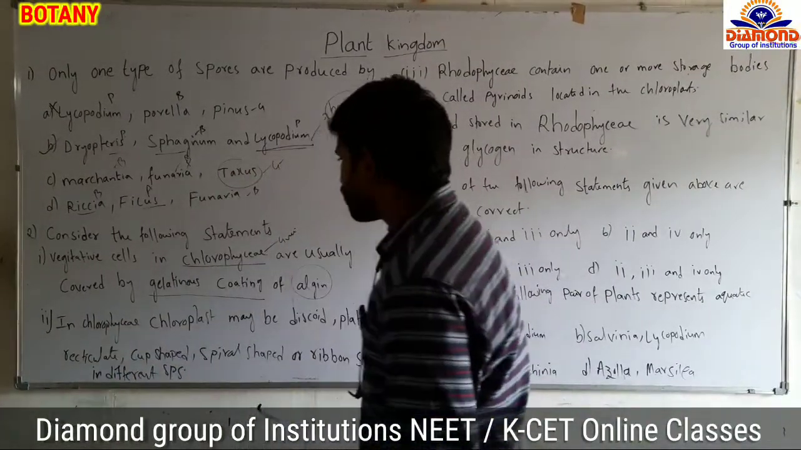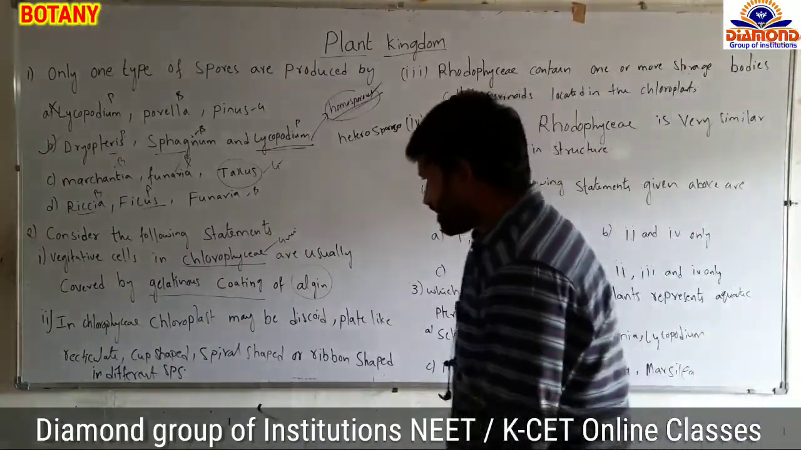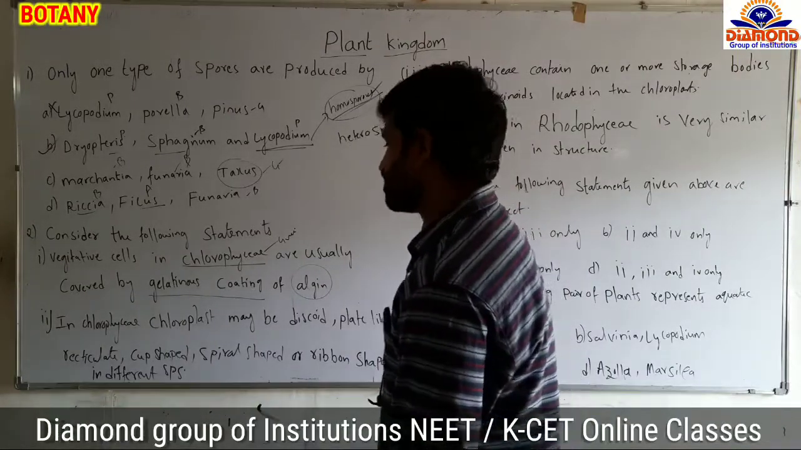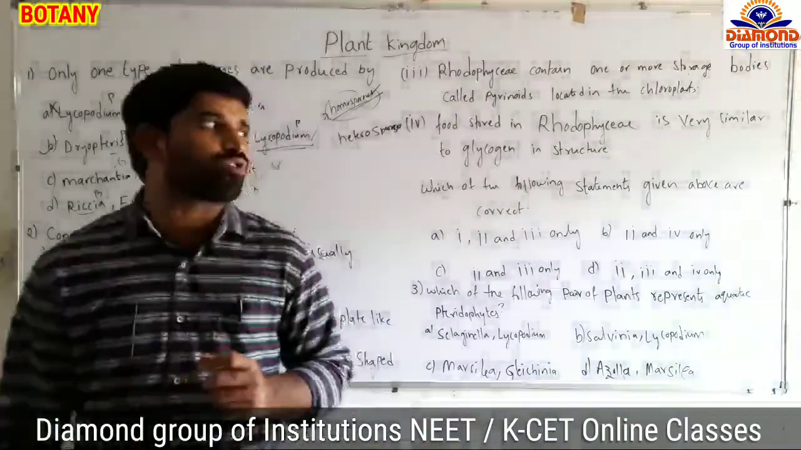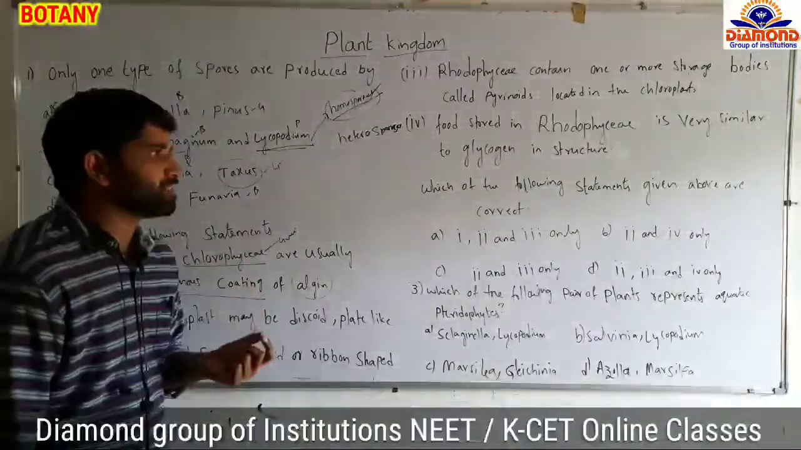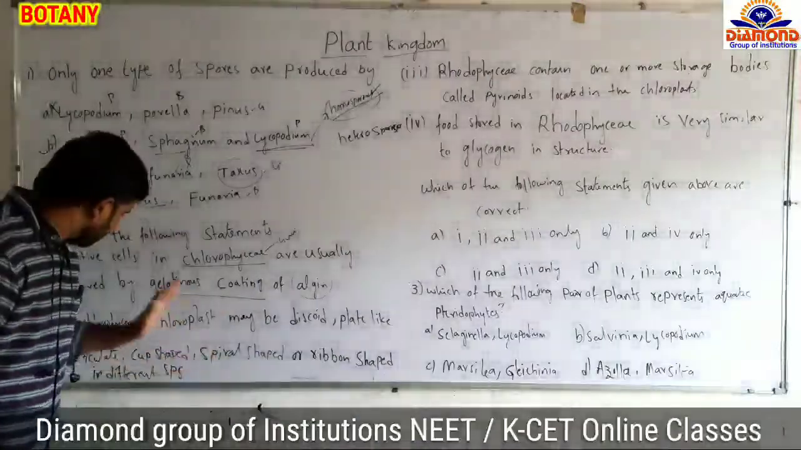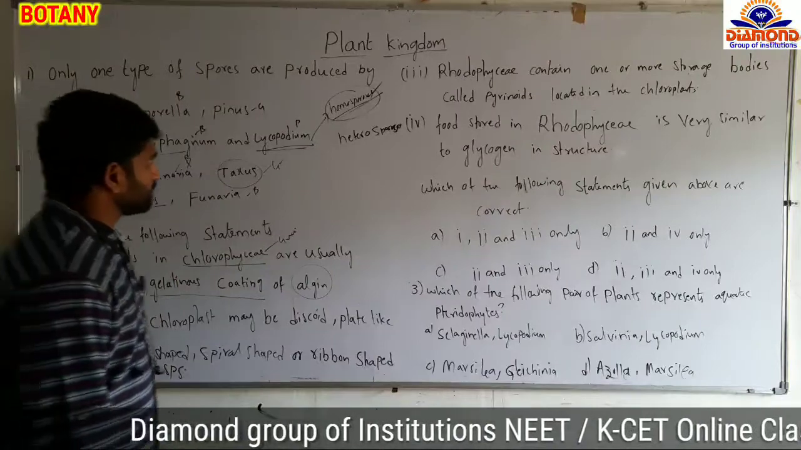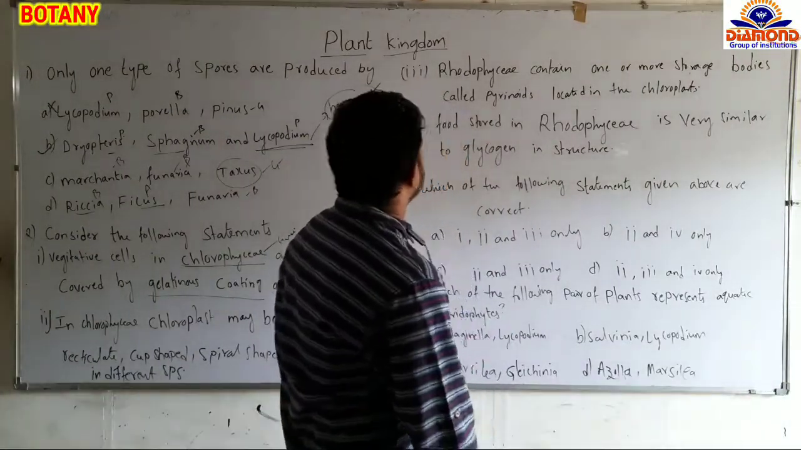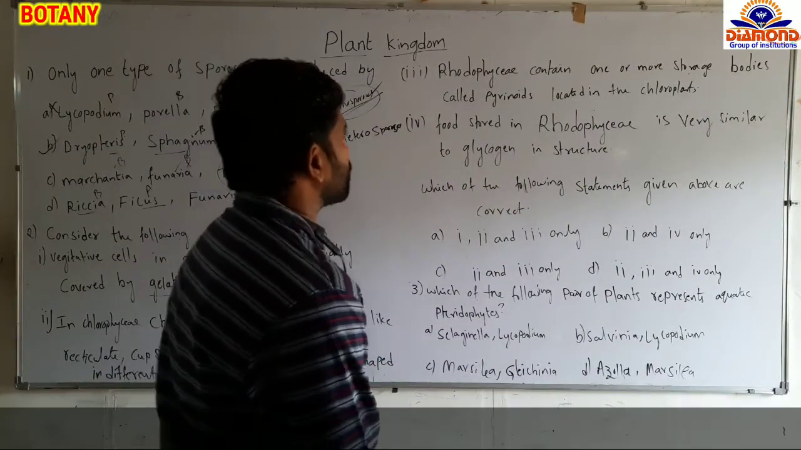And option 2: in chlorophytes, the chloroplast may be discoid, plate-like, reticulate, cup-shaped, spiral or ribbon-shaped in different species. Yes, in chlorophytes the chloroplast is present in different shapes. Different plant species have different shapes of chloroplast, so option 2 is correct. And option 3: rhodophytes contain one or more storage bodies called pyrenoids located in the chloroplast.